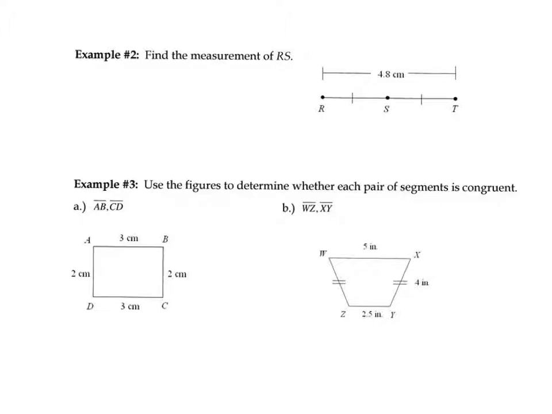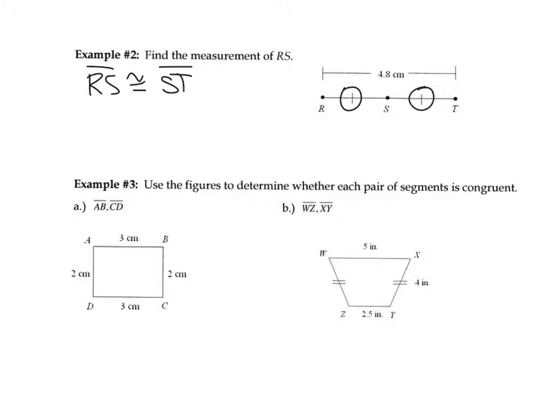So next we want to find the measurement of RS. So we have that the whole segment RT is 4.8, and then we have these little tick marks right here and here. These tick marks are another way of indicating that two segments are congruent. So what that tells me is that RS is congruent to ST.